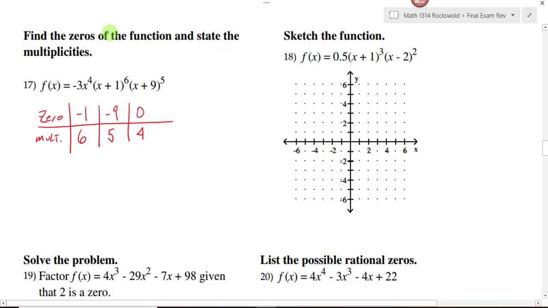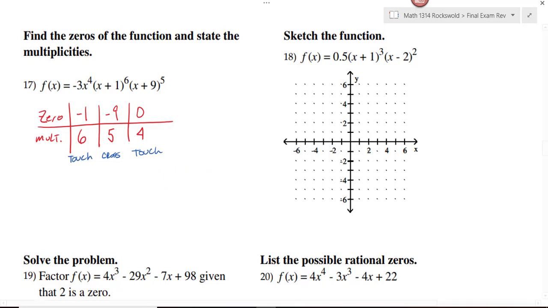You weren't asked this for this problem, but we did go over it, and it is fair game on the final. Will the graph cross or touch at negative 1? What about at negative 9 and at 0? If your multiplicity is even, the graph will touch the x-axis at that point, but if your multiplicity is odd on your 0, your graph will actually cross. The higher the power, the flatter the graph becomes at that x-intercept.